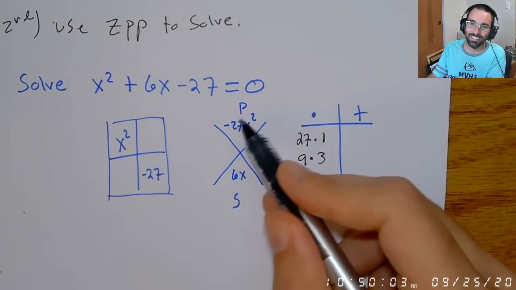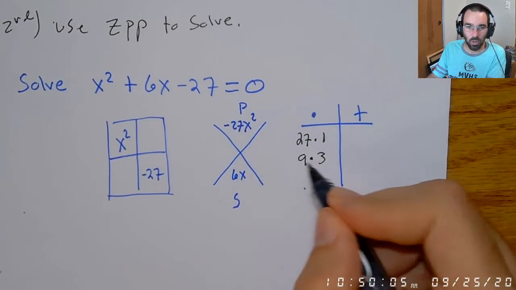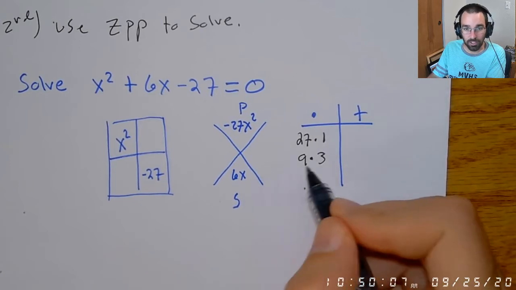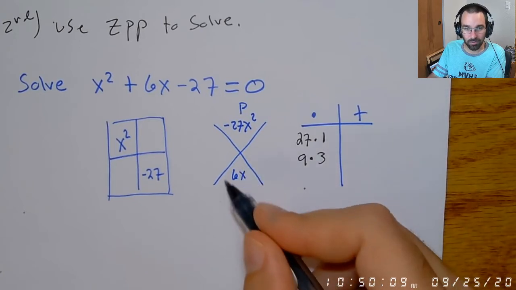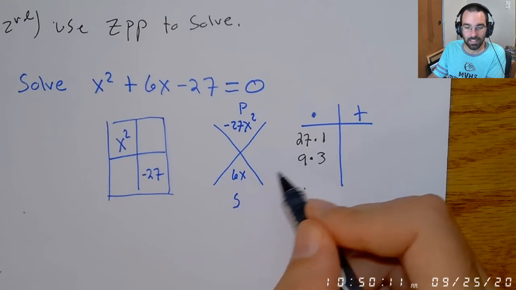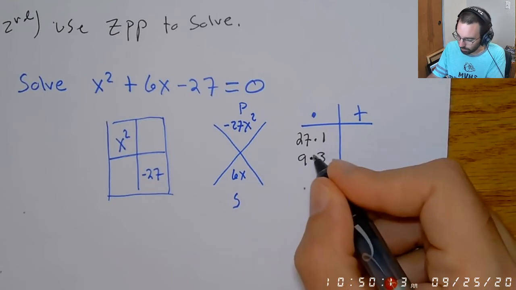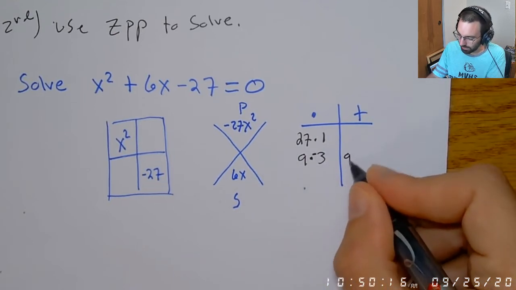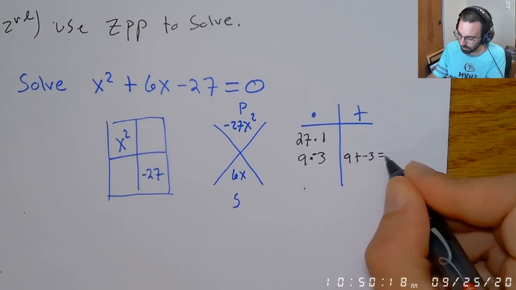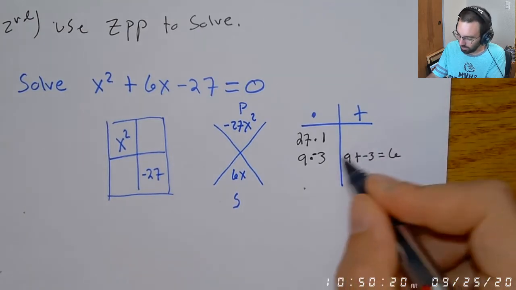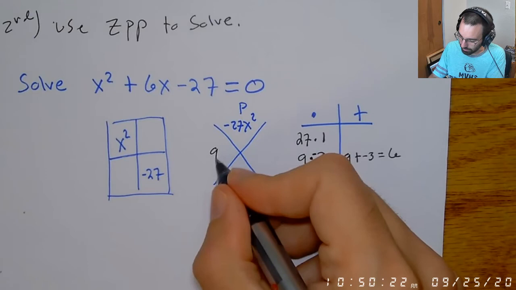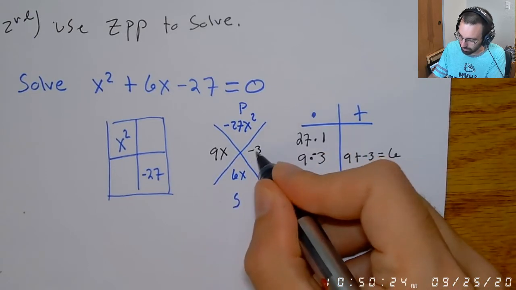It's negative, isn't it? So that means one of these has to be negative. Well, if one of them has to be negative, check it out. See how this number is positive? That means the bigger number has to be positive. And you can double check that. 9 plus negative 3 equals 6. Okay? So it's going to be 9 and 3. So I'm going to have 9x and negative 3x.